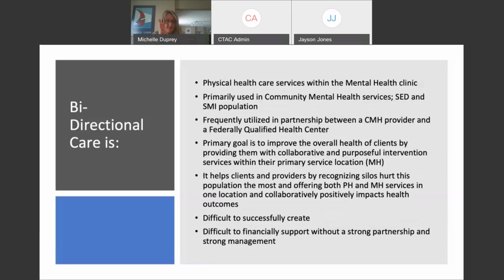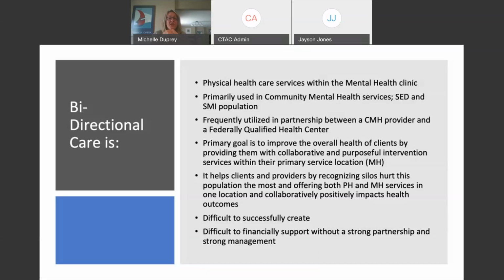Bidirectional care, as I mentioned, is much more difficult. I'll be honest with you. It's not as successful for a lot of places that have tried it. It is possible to be successful, but it is much more difficult than fully integrated or co-located. And the reason for that is because of volume, because it's difficult to have the volume needed to pay for this level of care. So participating with or partnering with a federally qualified health center in your area might be the way to go.